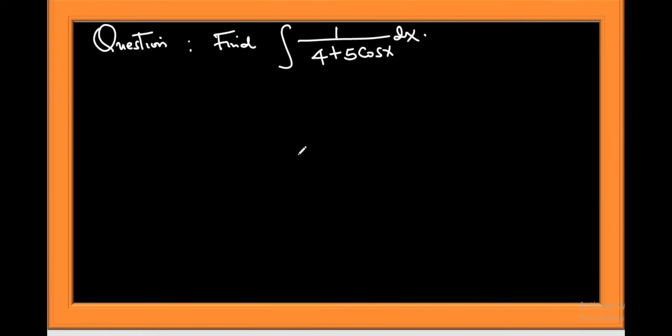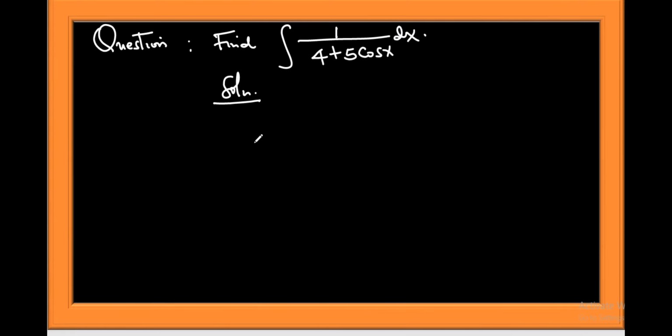When you look at this integral, it is a simple one that needs us to take a very short time. It tells us to find the integral of 1 out of 4 plus 5 cos x dx. Now what we need to do here is simple. We just need to look at two ways of doing it.